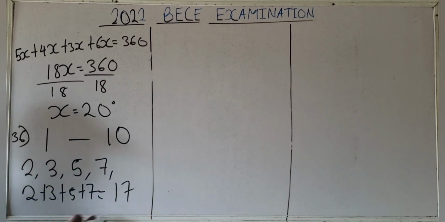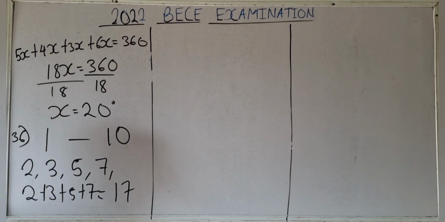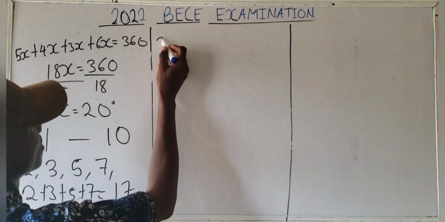Okay. So the sum of the prime numbers between 1 and 10 is 17. The correct option is option B. Okay, so now let's proceed to question number 37.